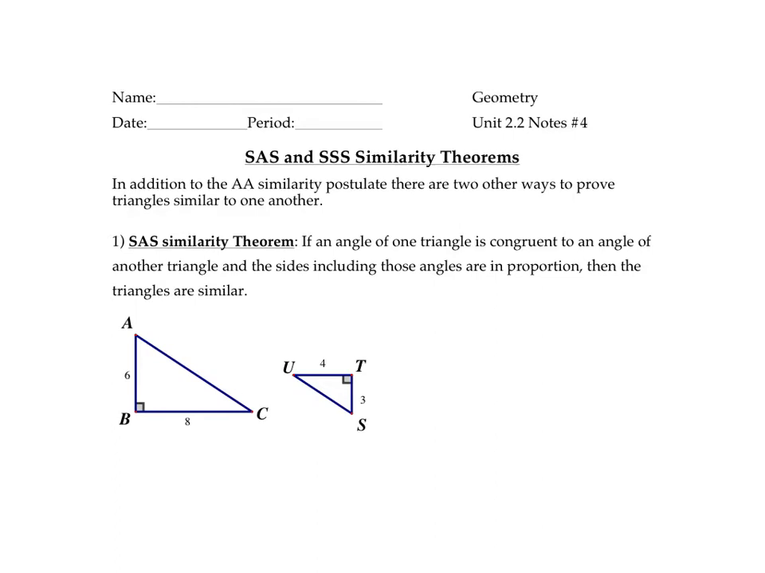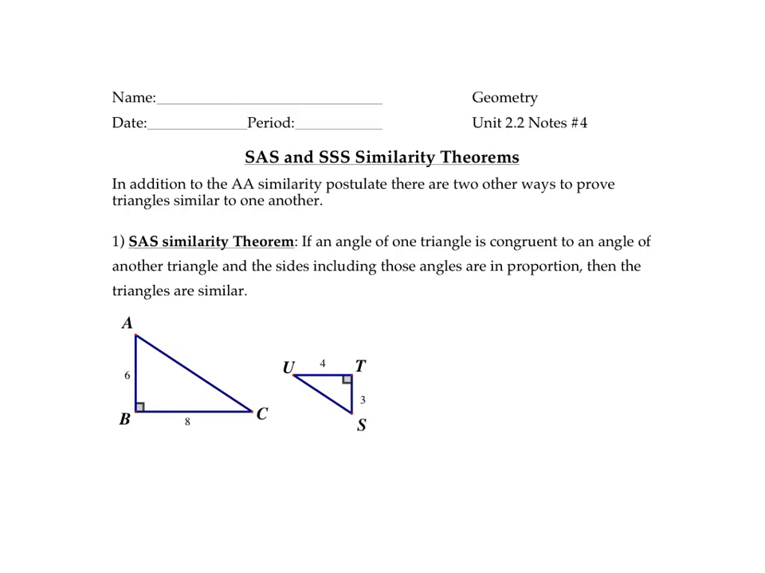So today we're just going to jump right in and talk about our first shortcut, and it's called the side-angle-side similarity theorem. It says if an angle of one triangle is congruent to an angle of another triangle, and the sides including those angles are in proportion, then the triangles are similar. Now check out how this is set up in our picture right here.